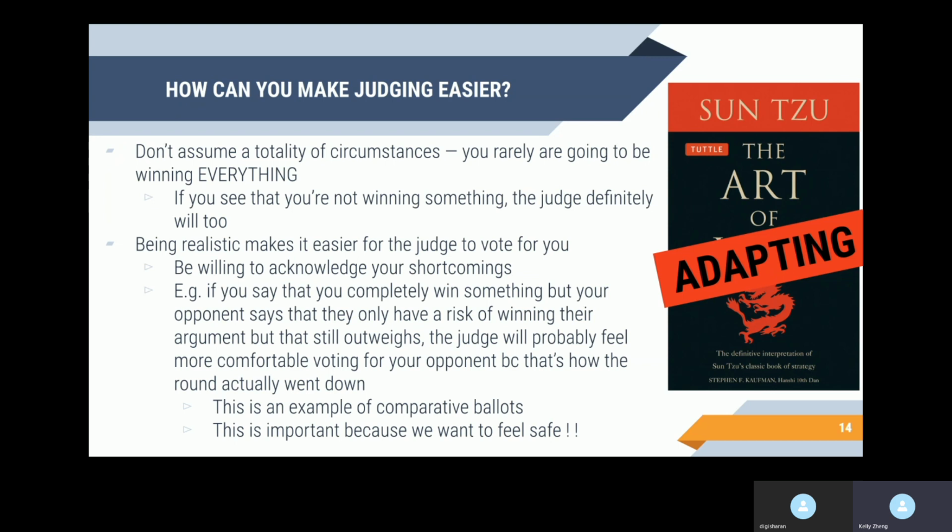And this is an example of comparative ballots, because the other team is doing the direct comparison. Even if you win your whole argument, they say there's a risk of winning their argument that is more important for X, Y, and Z reasons. They're doing a direct comparison between the two ballots and presenting to the judge why it is more realistic and also better to vote for them.